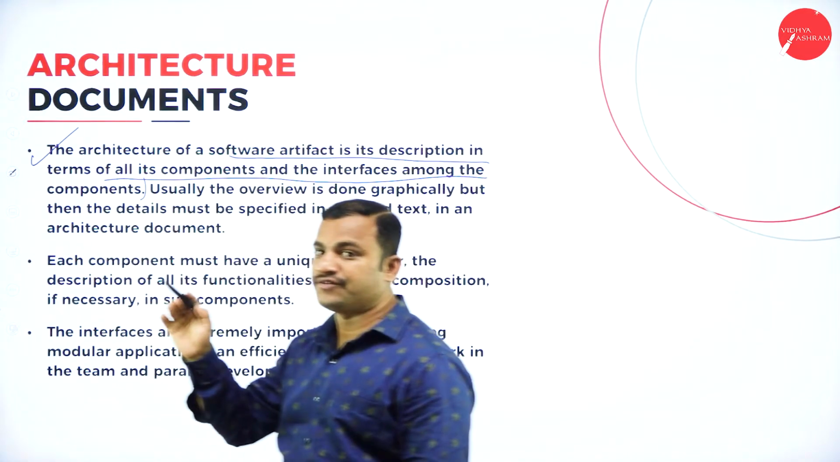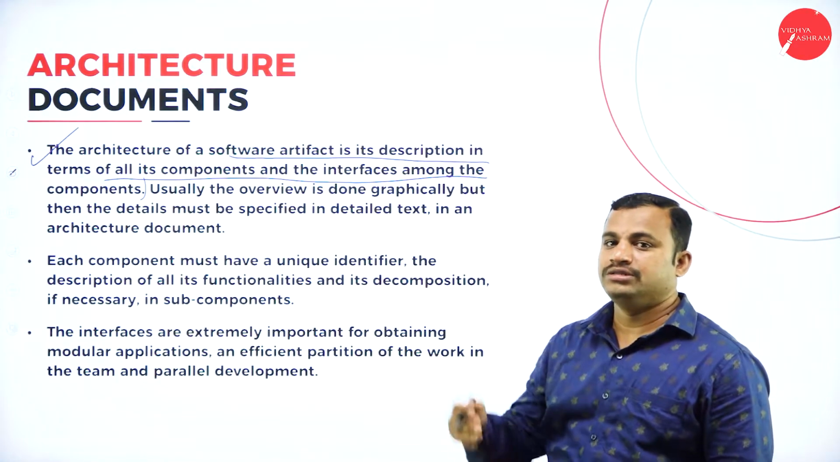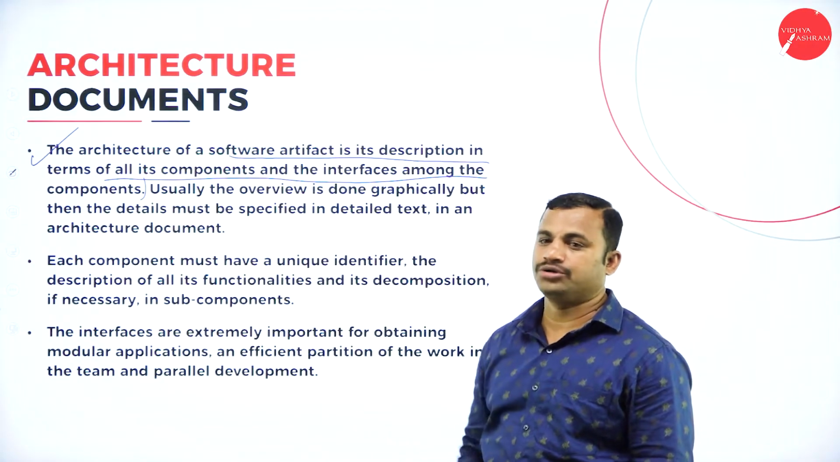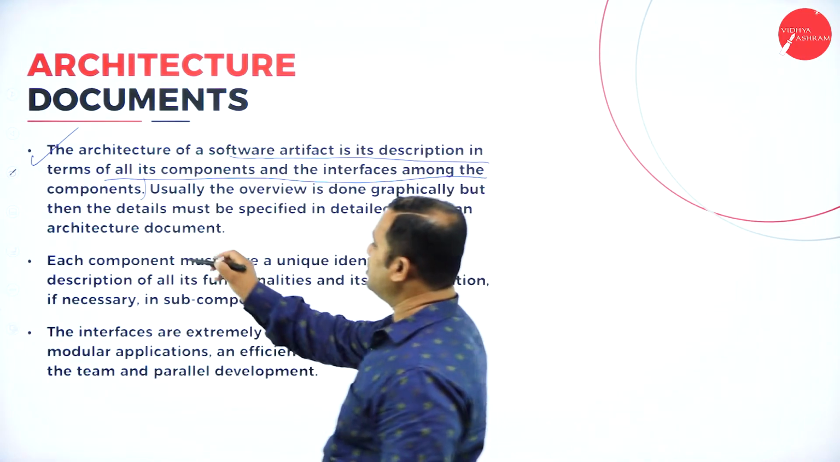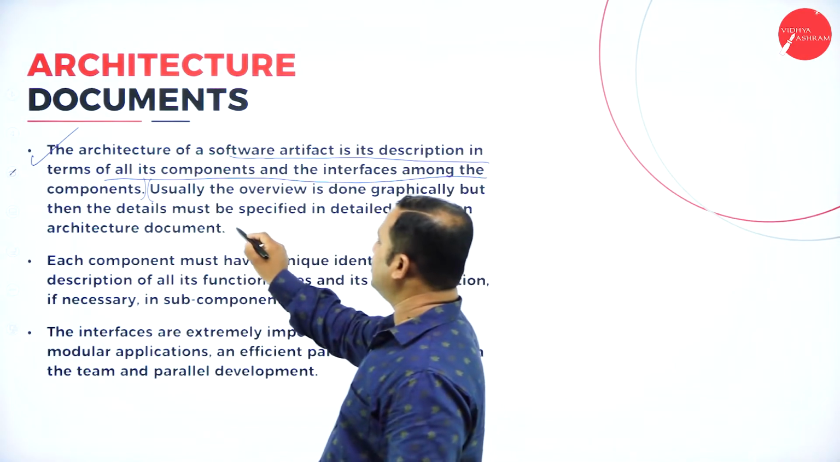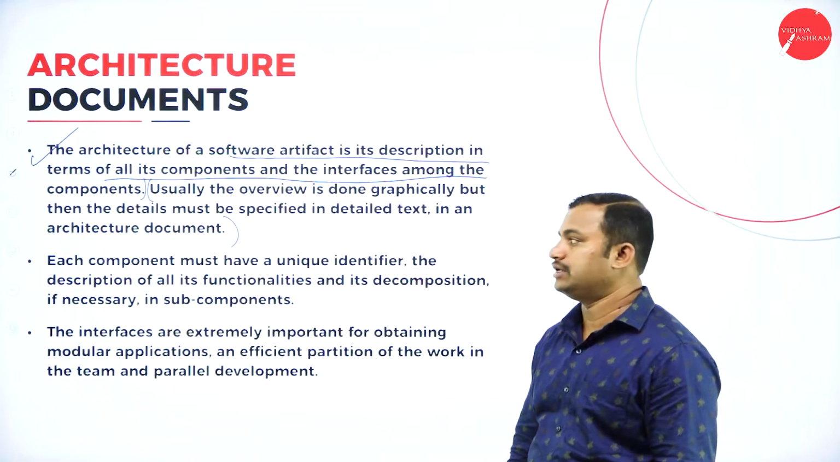That means if there are different types of modules, how one of the modules is going to interact with the other module. That means how the flow of data is going to take place from one module to another module. All those description details are considered here. Usually the overview is done graphically, but the details must be specified in detailed text in an architecture document.